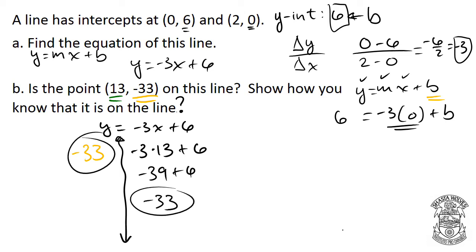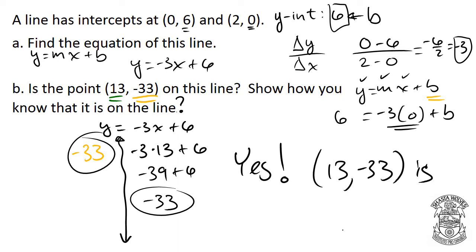So this point is most definitely on the line because when I plug in -33 for y and 13 for x, I get the same thing on the left-hand side and the right-hand side of this equation. So (13, -33) most definitely is a point on that line. So I guess I should write that. I should say yes, exclamation mark, (13, -33) is on the line. Why? Because it makes the equation of the line true.